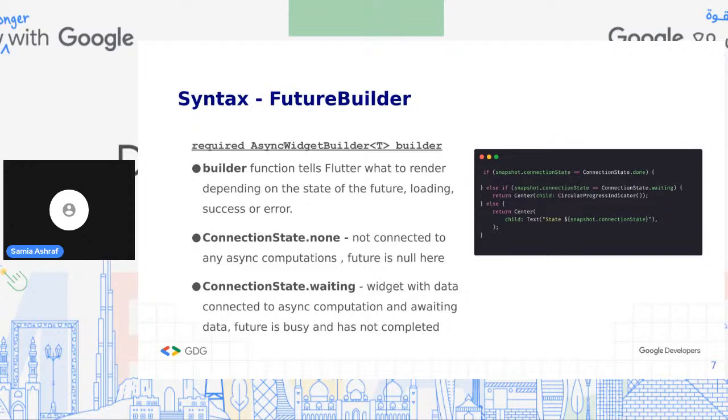So that is the success state. The future builder can run into one of the four states. The first one is connection state dot none. So connection state dot none is where there is no asynchronous method, that is, no call to the API is made, and the future here will be null because we have not interacted with the API call.